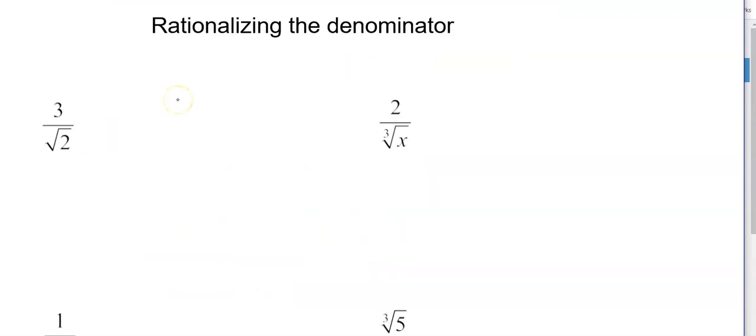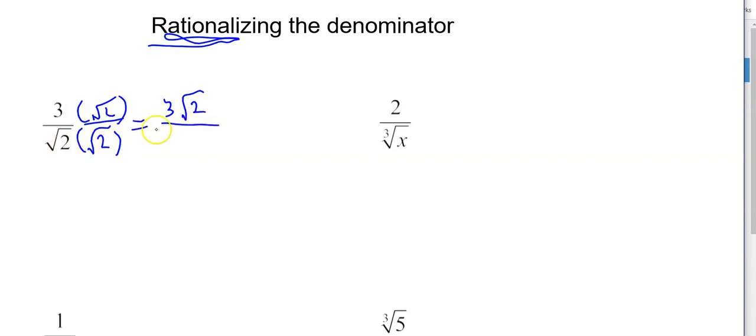Rationalize the denominator. So the denominator needs to be a rational number. So square root of 2 is not rational. So this one's pretty easy. Just multiply by square root of 2 over square root of 2, which is really like multiplying by 1. So it doesn't change the value of this, but it does change the form. Square root of 2 times square root of 2 is square root of 4, or 2.